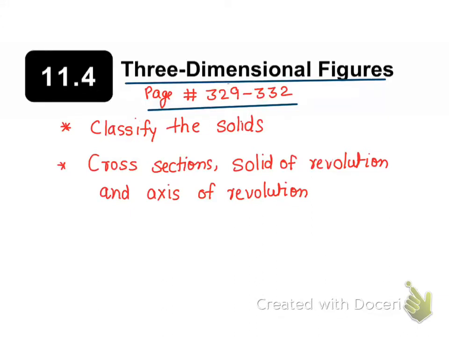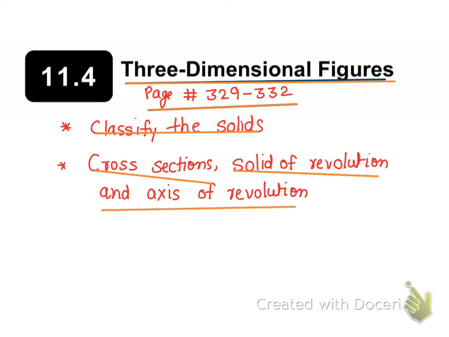So hello geometry class. Today we are going to learn about section 11.4, three-dimensional figures. That's on page number 329 to 332 from Big Idea Student Journal. Here basically we are going to learn about classifying the solids, cross sections, solids of revolution and axis of revolution. These are the basic things we are going to learn. So let's move to our first definition.